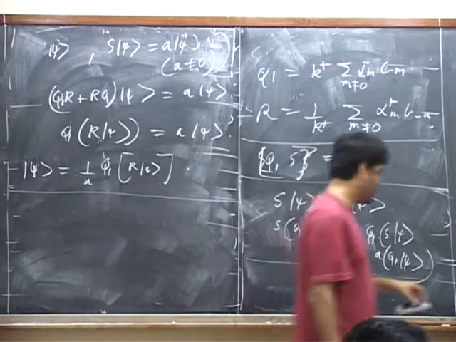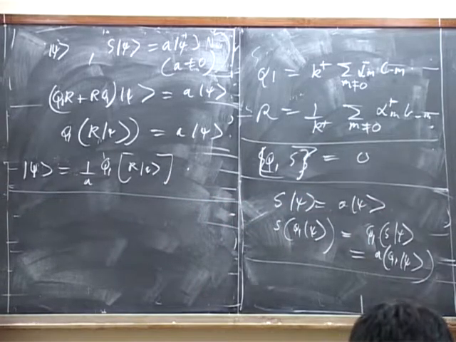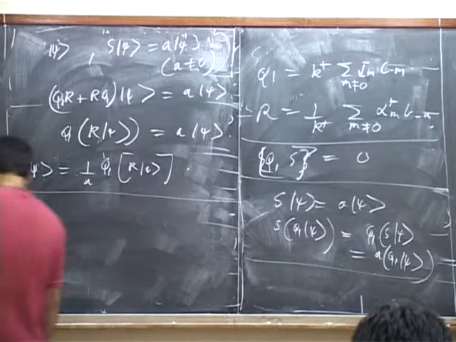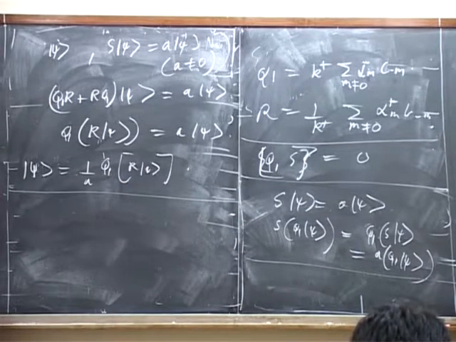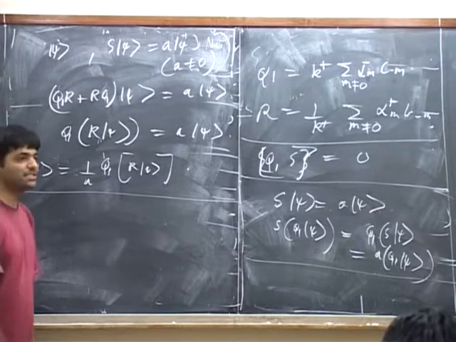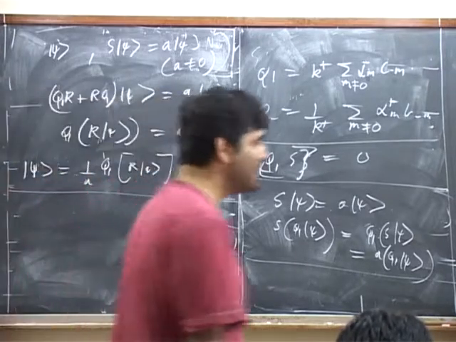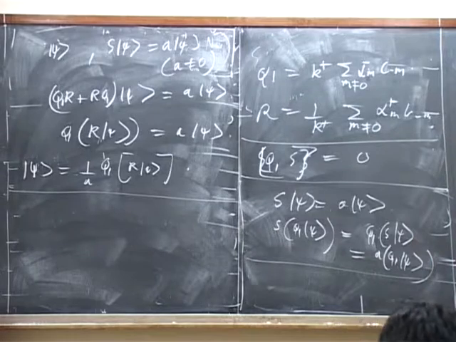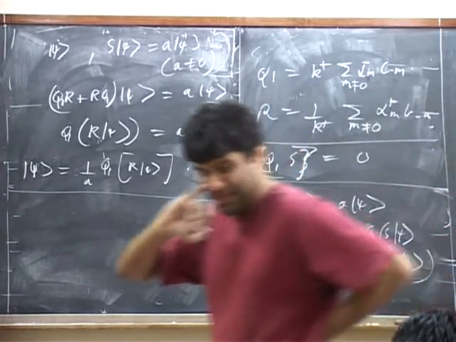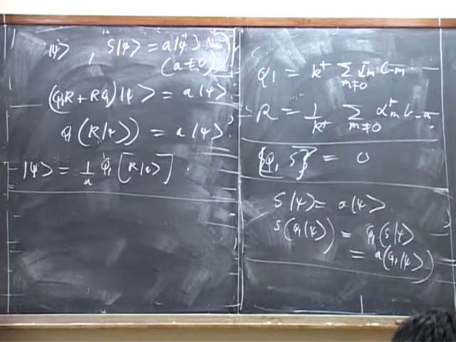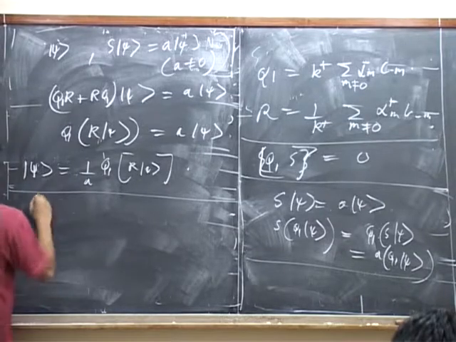Now, the next thing we're going to do is to show that Q1 annihilates all states with S equals 0. Okay? Q1 annihilates all states with S equals 0.